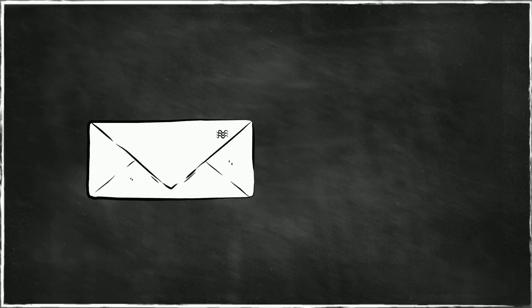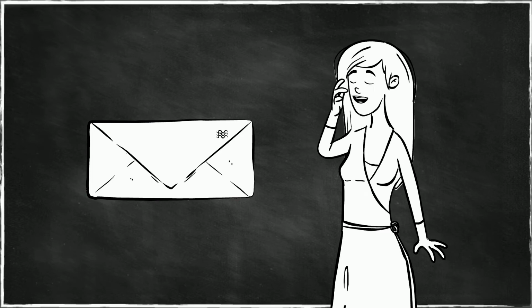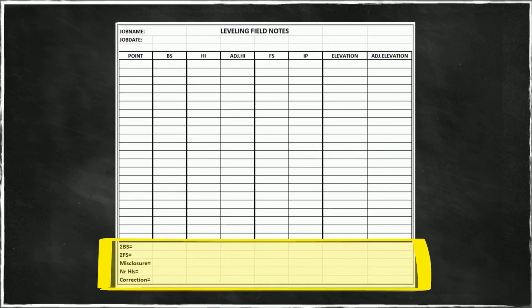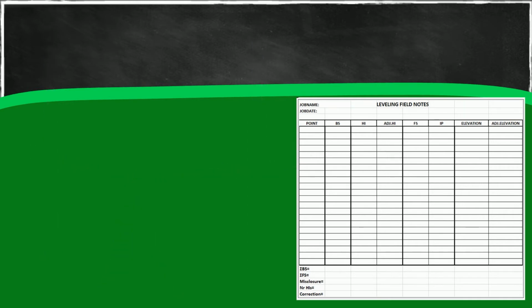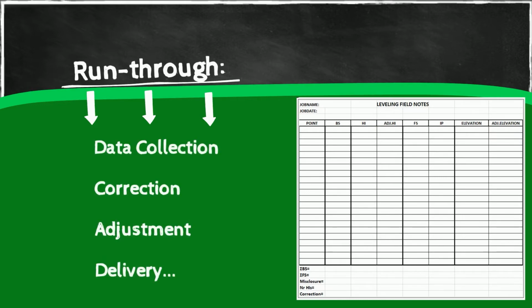If you use a standard format, then it will be less likely for you to be asked to explain what you delivered. At the bottom of the table, you will see information that will be used at the end for adjustment and correction. Let's first use this table to collect field data and record them. We will do a complete run-through of a project from data collection through correction, adjustment, and delivery.